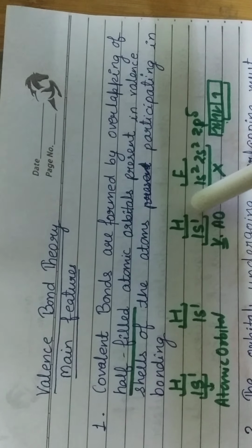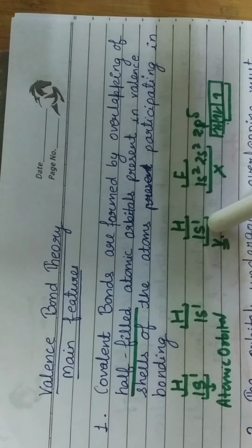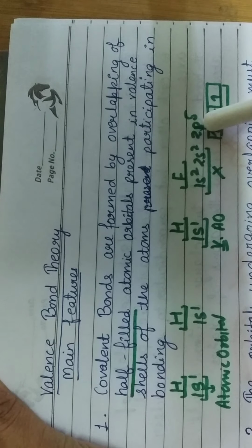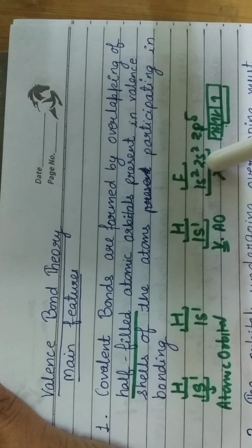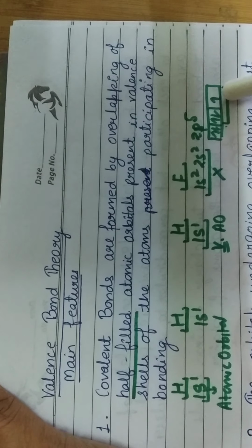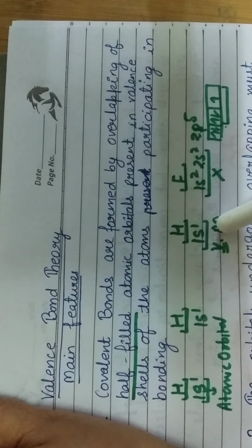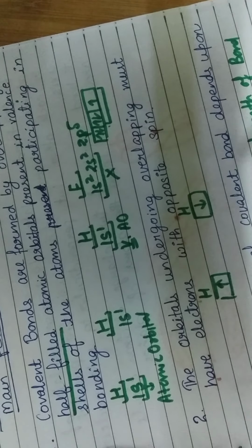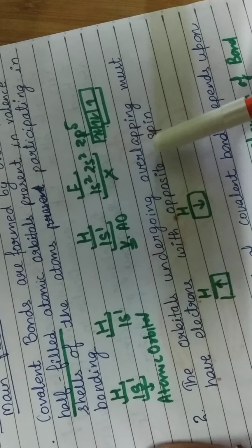Then another example, if we take the formation of HF molecule, in hydrogen it is 1s1. In fluorine it is 1s2, 2s2, 2p5. So in this we will consider the 2p shell, not the 2s or 1s2. In this p there is one half-filled electron that will be involved in the bond formation with the hydrogen. Then the second point is that the orbitals undergoing overlapping must have electrons with the opposite spin.